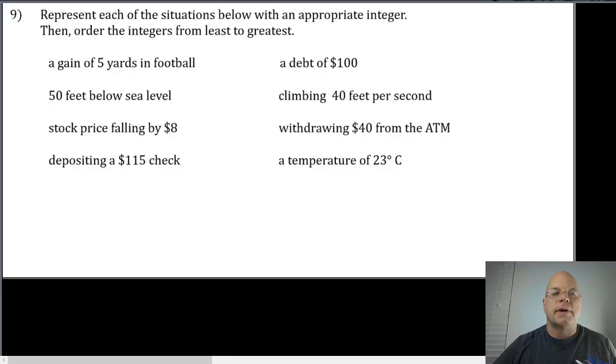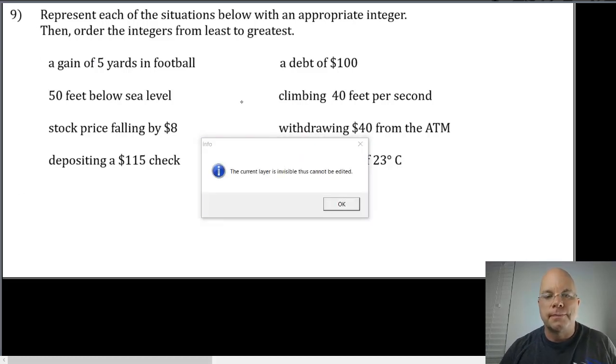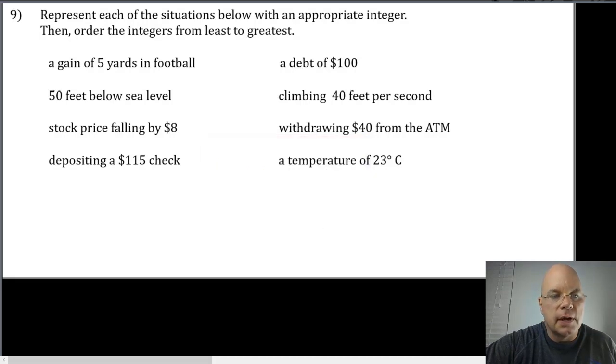Problem number 9 asks you to represent each of the situations with an appropriate integer and then order the integers from least to greatest. Okay. A gain of 5 yards in football. If you're gaining 5 yards, that's +5.